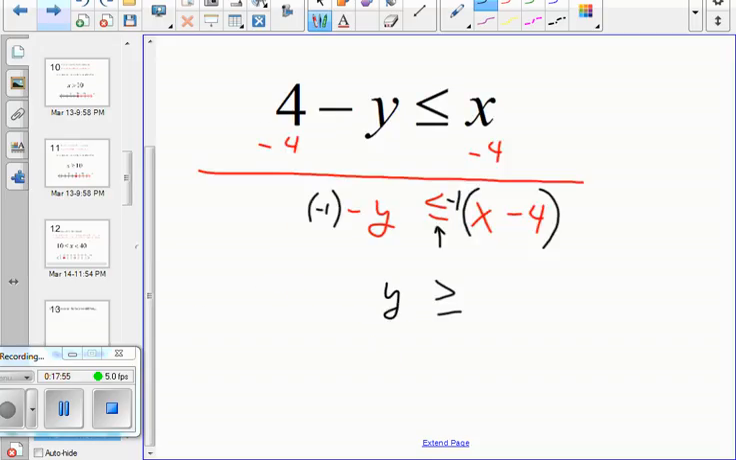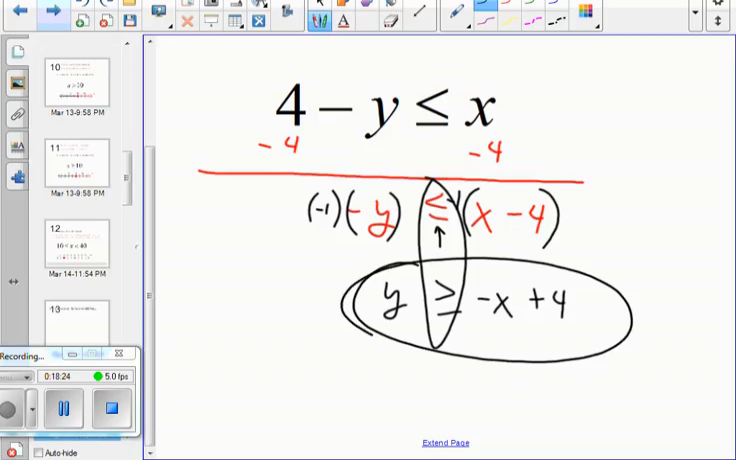Okay, so I have y is greater than, and I'm multiplying this out, negative x plus 4. Notice I didn't just put a negative on one thing, I put a negative on both things on the right side. On the left side, the negative just canceled the other negative. It became positive y. So, moral of the story here: in inequalities, if you ever multiply or divide by a negative, you have to switch the sign like that. Now that we've done this, this can be graphed, and then you shade.